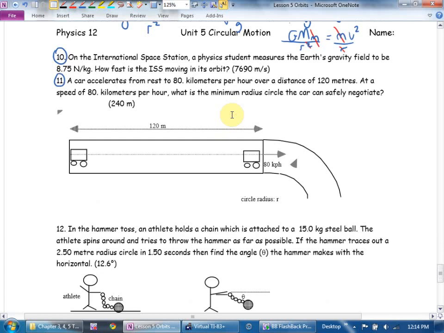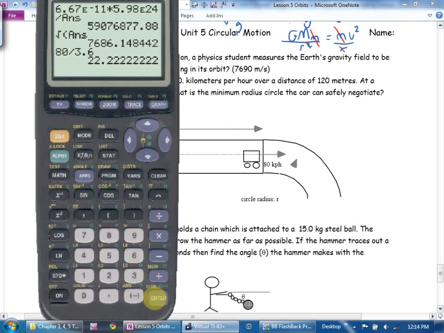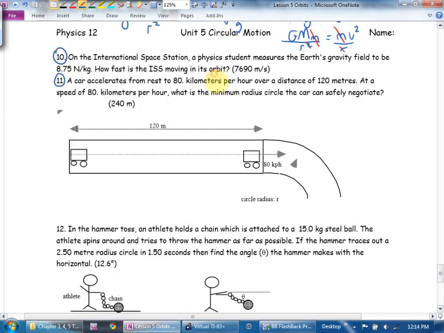Yuck, yuck, yuck. You noticed the 80 blah, right? So first thing I would do is go 80 divided by 3.6, 22.22 meters per second.